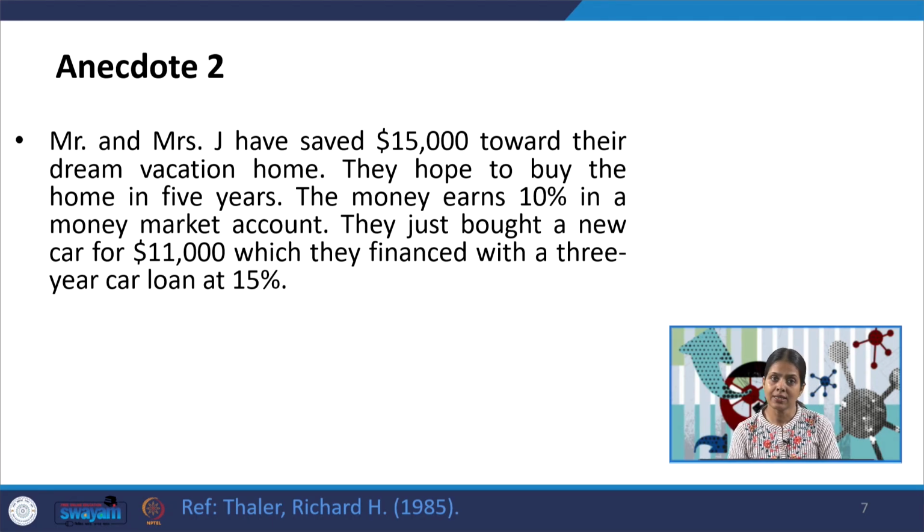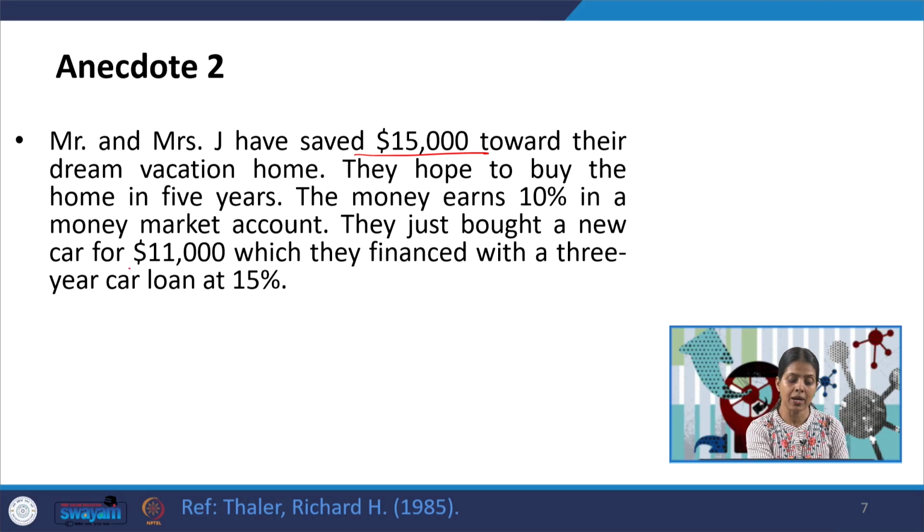Next, let us talk about a second anecdote. Mr. and Mrs. J have saved $15,000 toward a dream vacation home. They hope to buy the home in 5 years. The money earns 10% in a money market account. They just bought a new car for $11,000, which they financed with a 3-year car loan at 15%. So, what we see is that they have saved up an amount of 15,000.